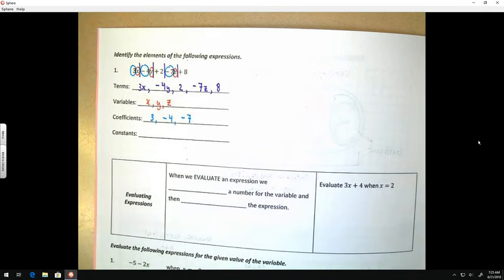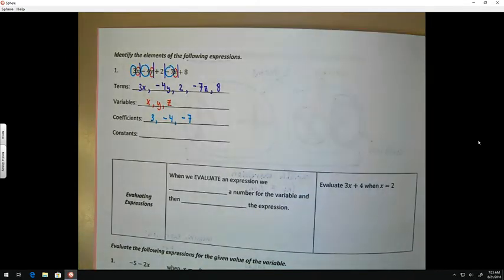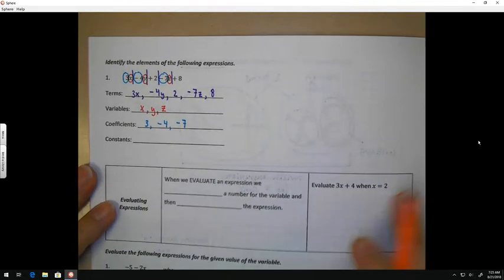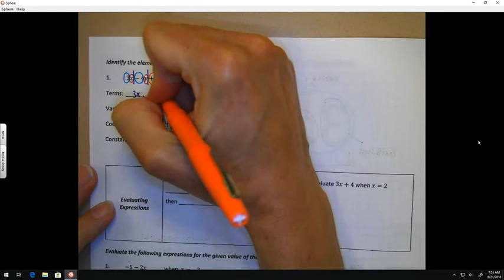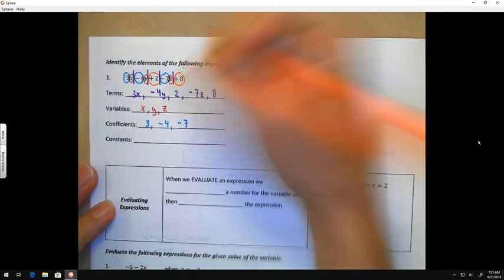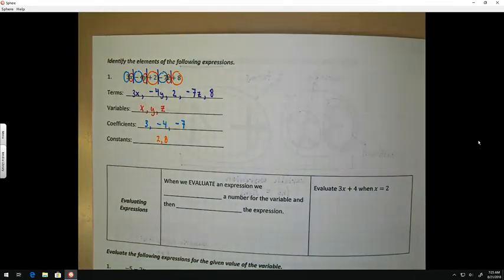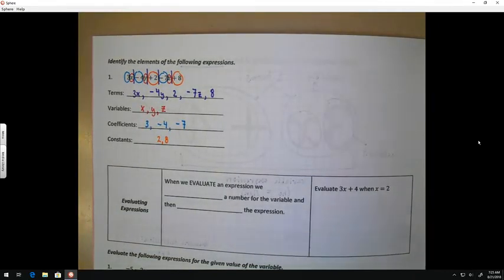And then last, what we're looking for is our constants. That's kind of what's left over. It's the numbers that are by themselves. So I see I have a positive 2 and a positive 8. Okay, so that's just being able to pick out the parts of that expression.